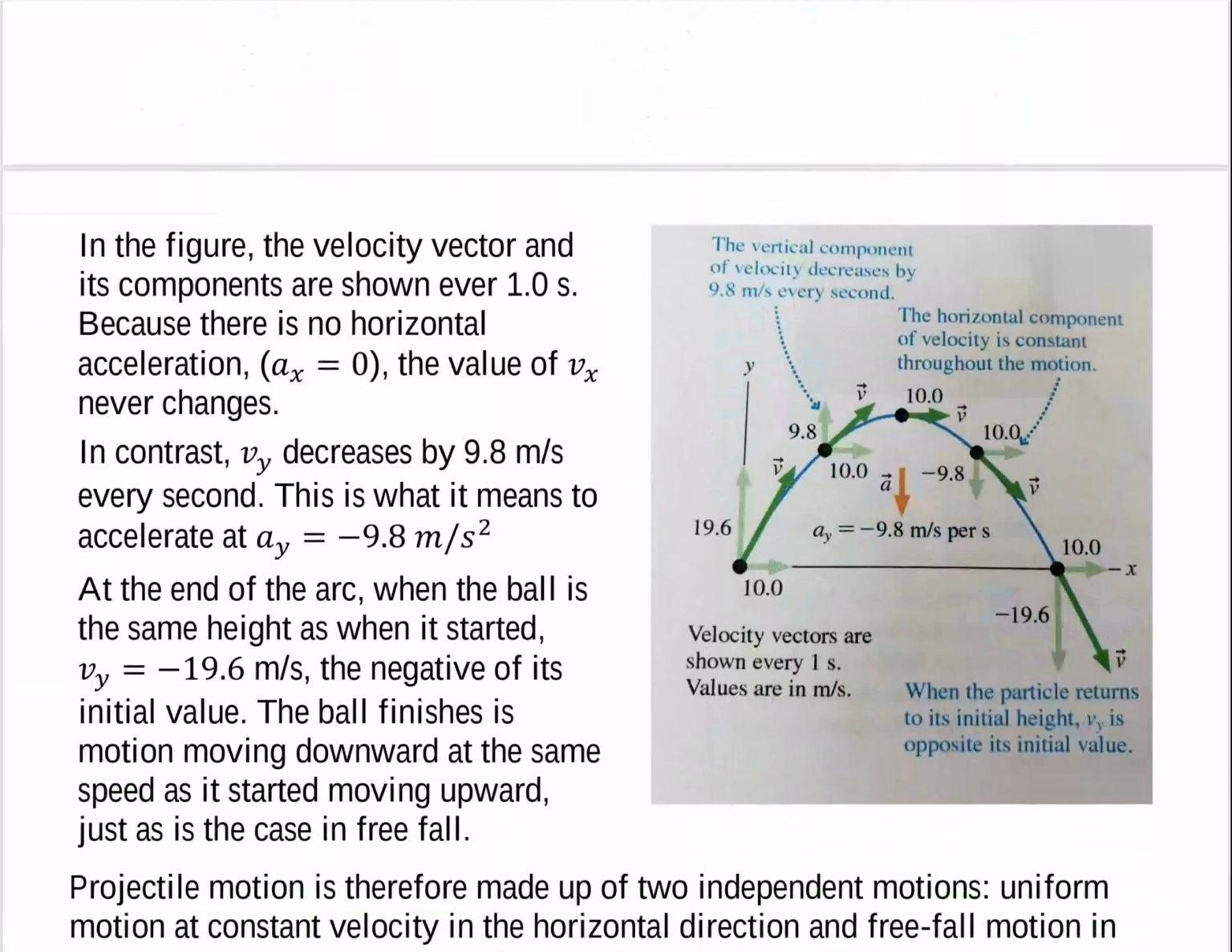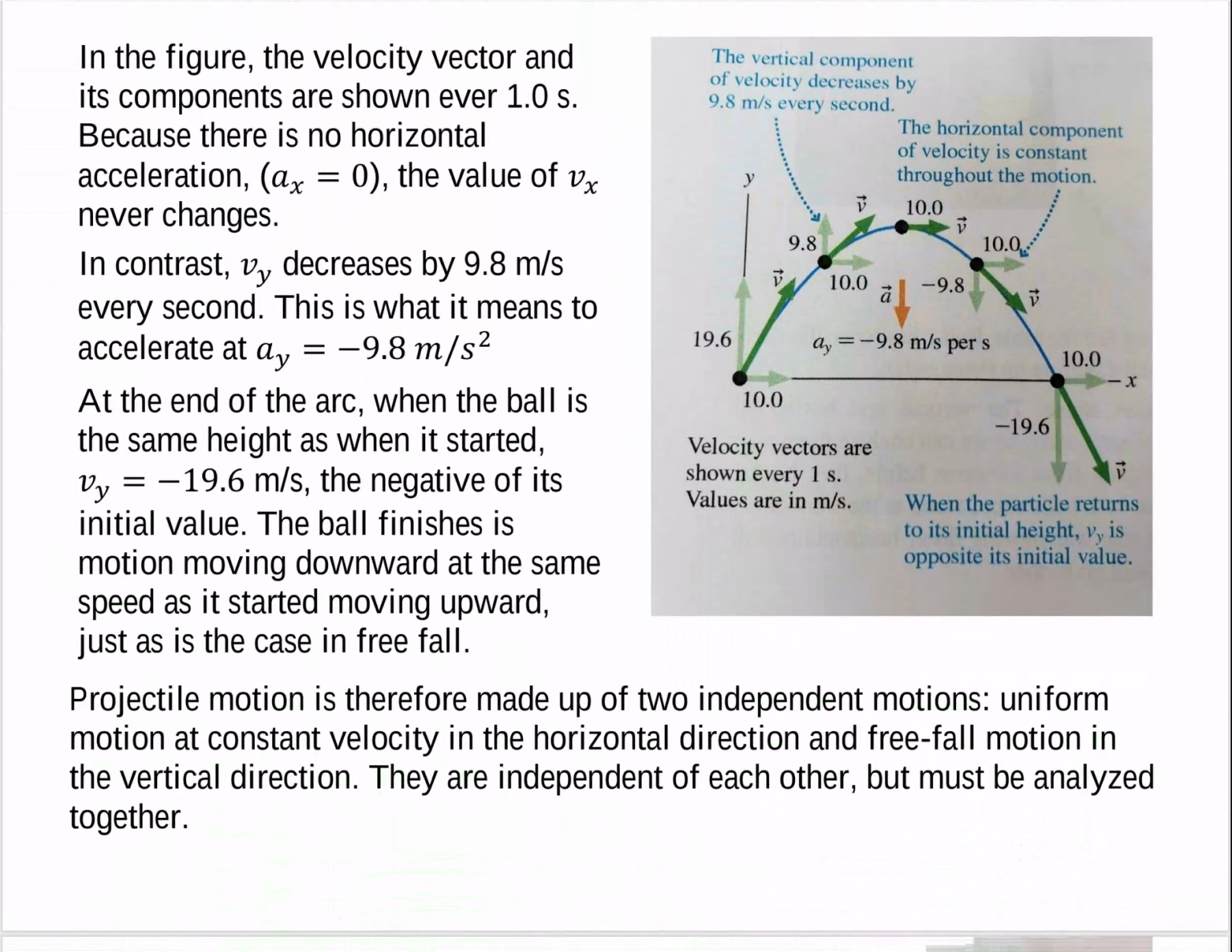Now, lots to look at here. The figure shows the velocity vector and its components every 1 second. So we see the start here, 1 second later, 1 second later, 1 second later, 1 second later. Because there's no horizontal acceleration, so a in the x direction is 0, the value of v sub x never changes. If we look at that, v sub x is 10, 10, 10, 10, 10. It never changed the whole time. It's uniform motion in the x direction.